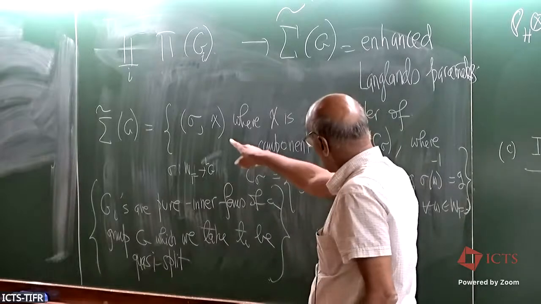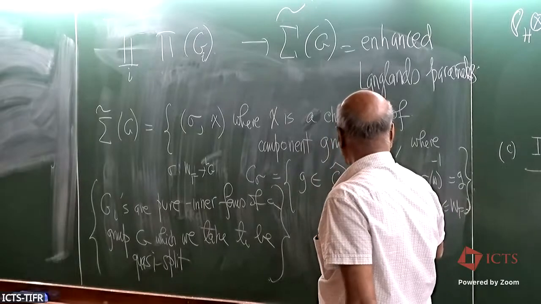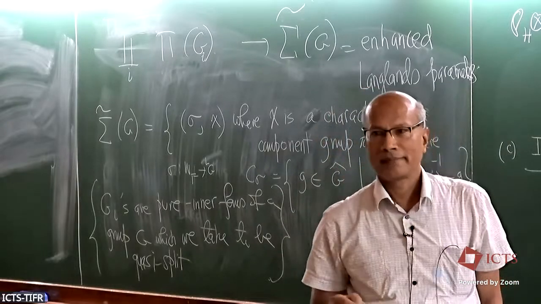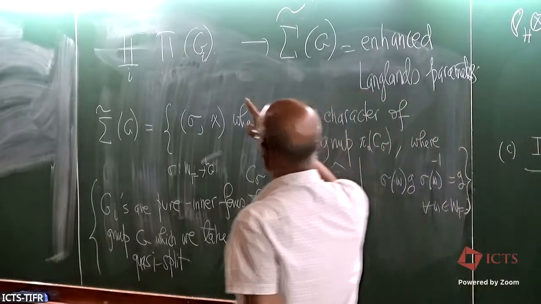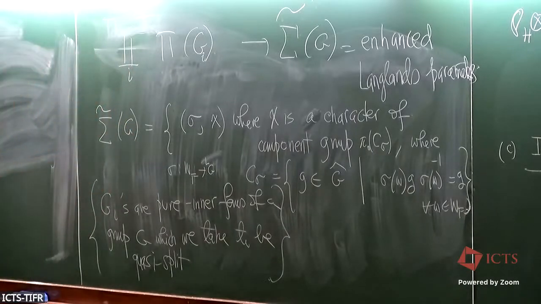G hat is the connected component of the L group. It's a normal subgroup. And this one is taking values in the L group, and this is conjugating elements in G hat. And one is looking at its connected component. So this is what is called the enhanced Langlands correspondence. As a consequence of works of Jim Arthur and Moeglin, this parameterization is available for classical groups.